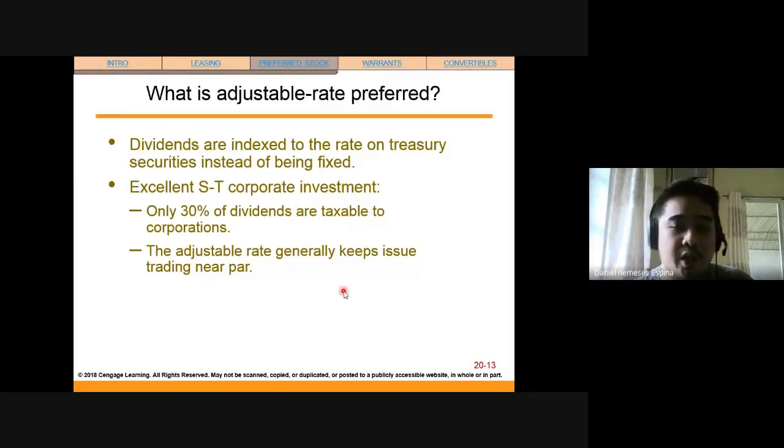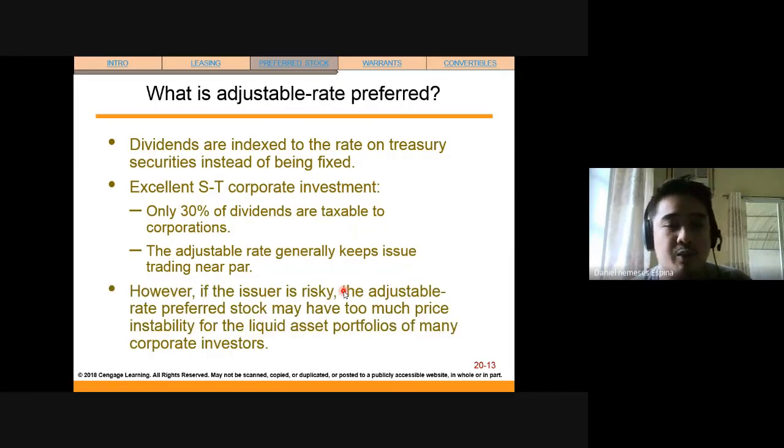The adjustable rate preferred generally keeps trading near par value. However, if the issuer is risky, the adjustable rate preferred stock may have too much price instability for the liquid asset portfolios of many corporate investors.